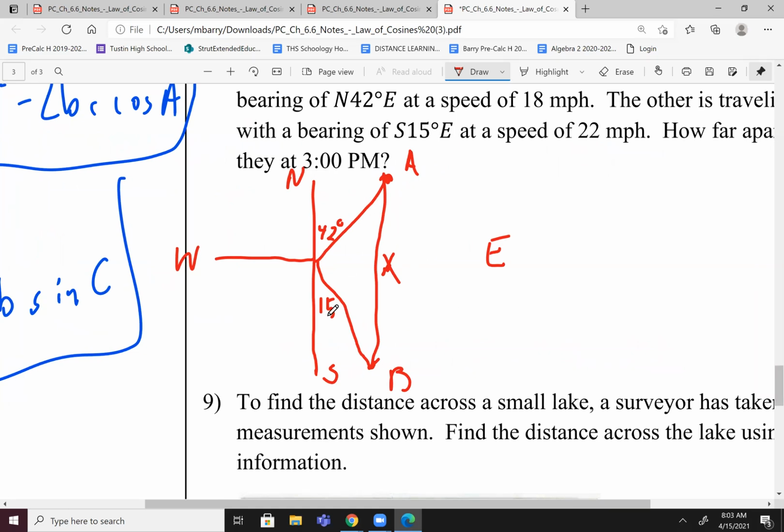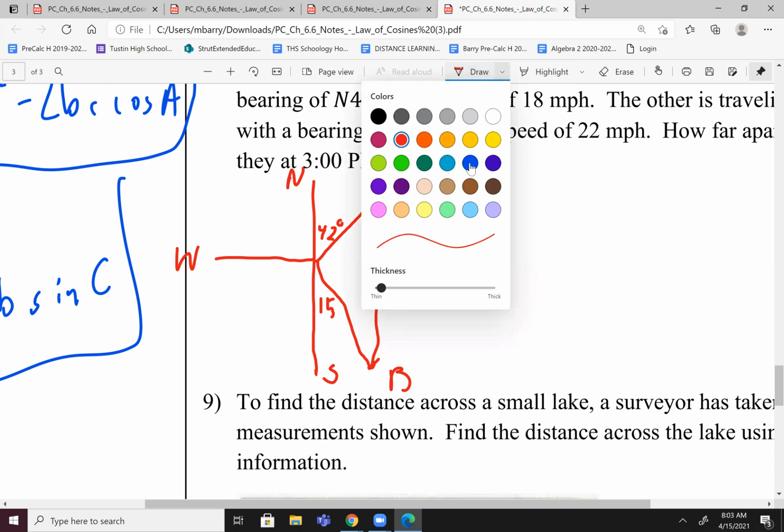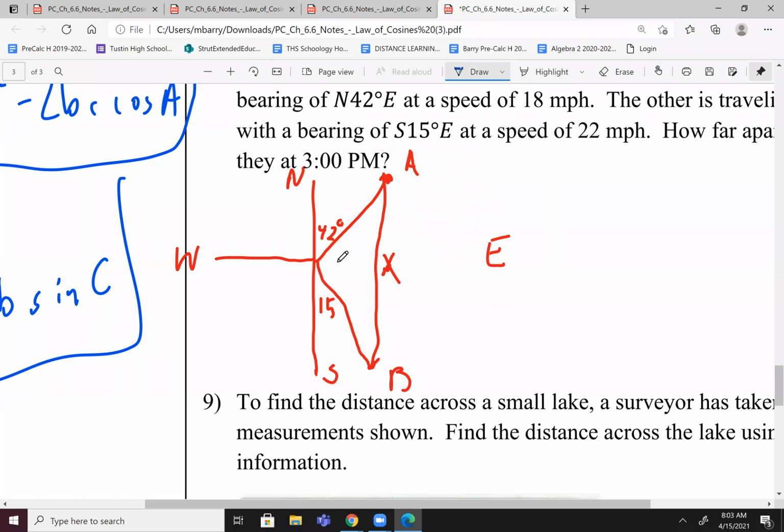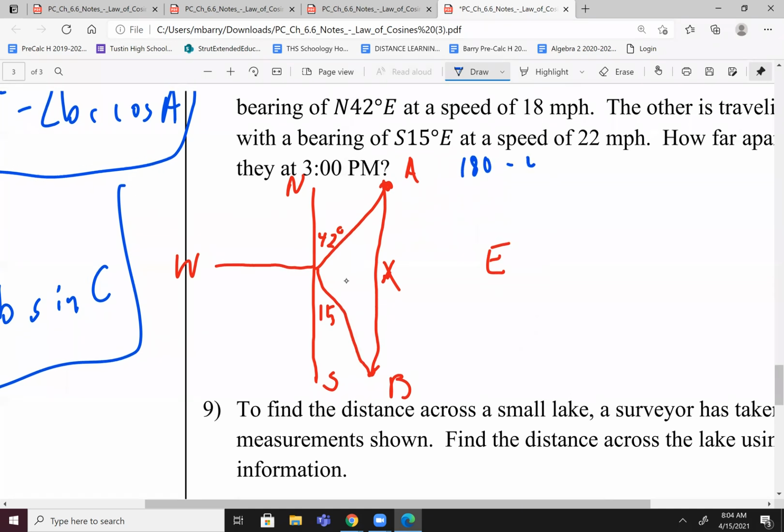All right, so what do I know here? Well, I can know this angle in here, which is going to be very important for me on law of cosines. I can know that angle because this is a straight line between north and south, and we know a straight line is 180 degrees. So we can do 180 minus 42 minus 15. I'll go ahead and do that on my handheld calculator. And so this is 123 degrees.